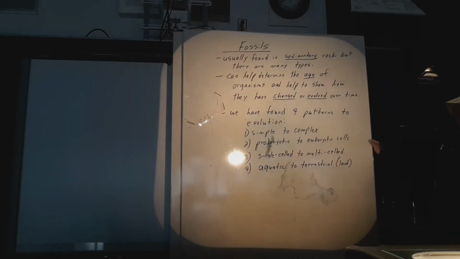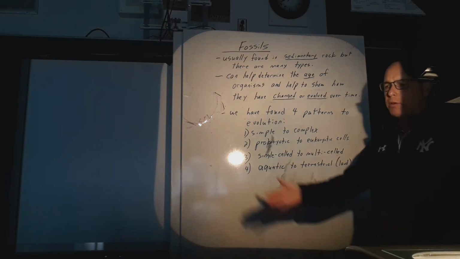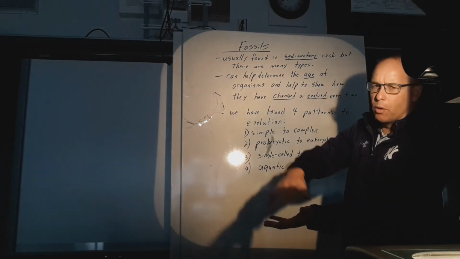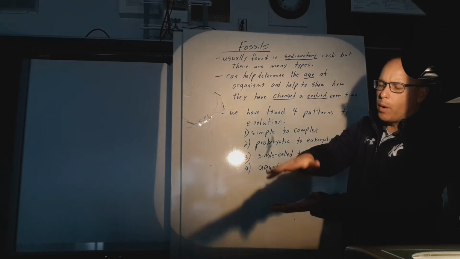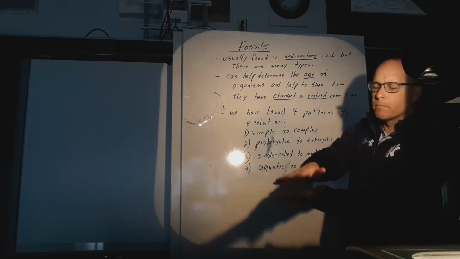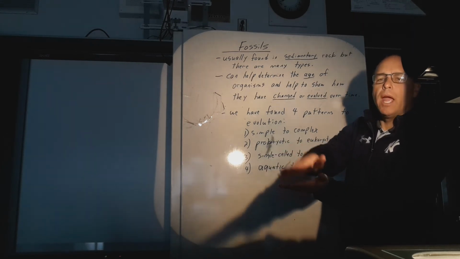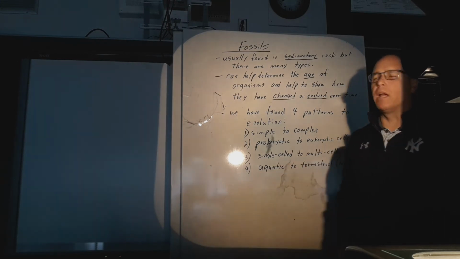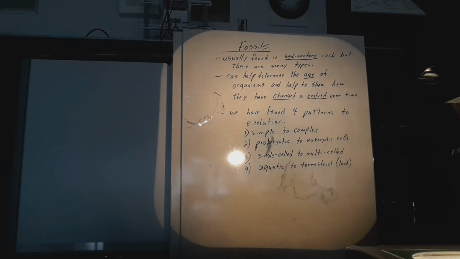So when we look at fossils, fossils are anything that you find that shows organisms from the past. They're usually found in sedimentary rock. Sedimentary rock is rock that floats down through water and compacts, and something that has died in there can become left behind. There's a lot of different types, but that's one of the best ones we can find. It shows the entire body of an organism.